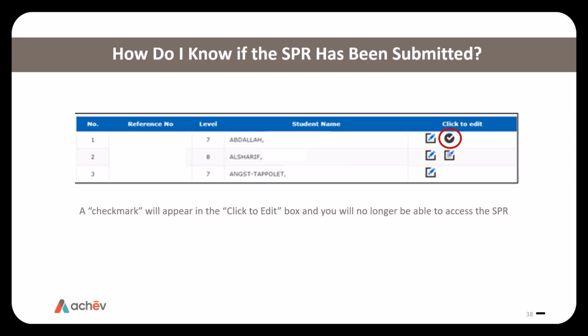So how do you know if the SBR has been submitted? If you look on the report status page, you will see a check mark appear on the right-hand corner and you can no longer edit it. Here, for this student, it is not submitted and it can still be edited at this time.